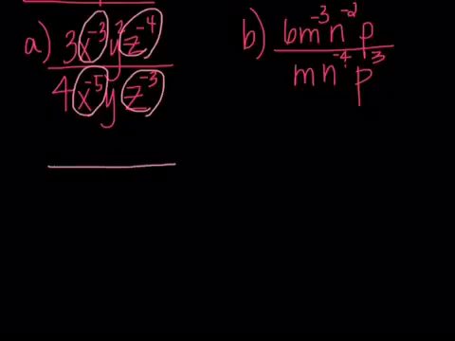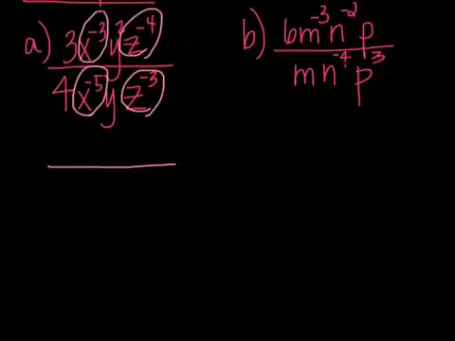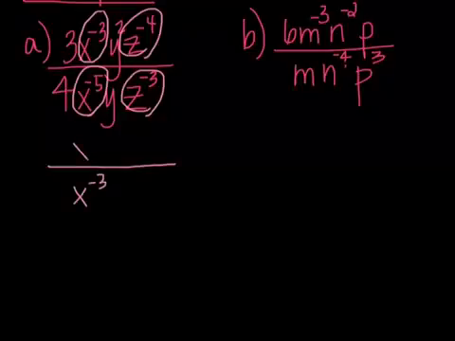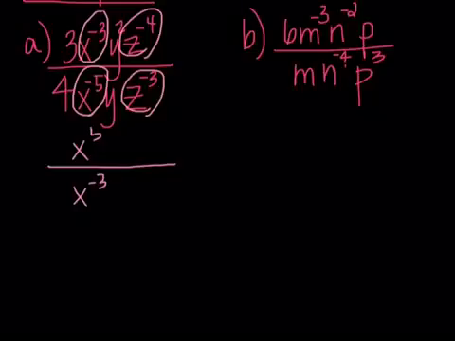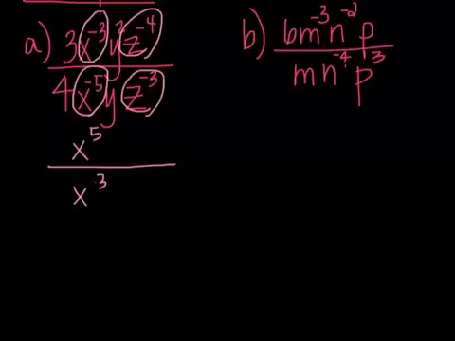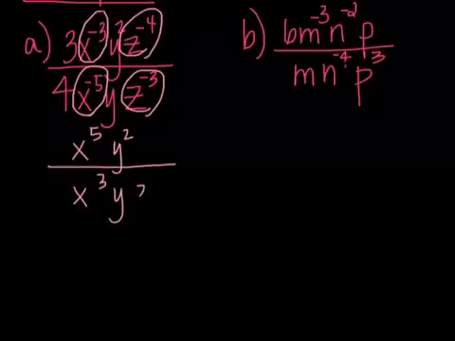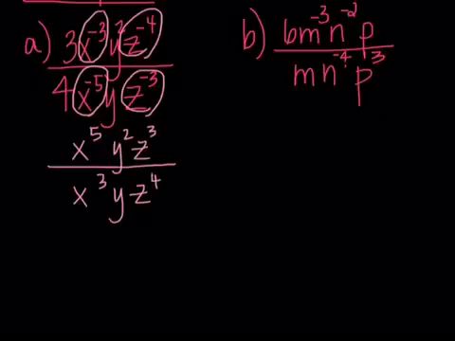Now, I'm going to move them across the fraction bar wherever they belong. X to the negative third will move down, and x to the negative fifth will move up. This will make both of these exponents positive. Y squared will stay where it is, and y will stay where it is. Z to the negative fourth will move down below and become z to the fourth. And z to the negative third will move up and become z to the third. And my coefficients will just fill in where they were.